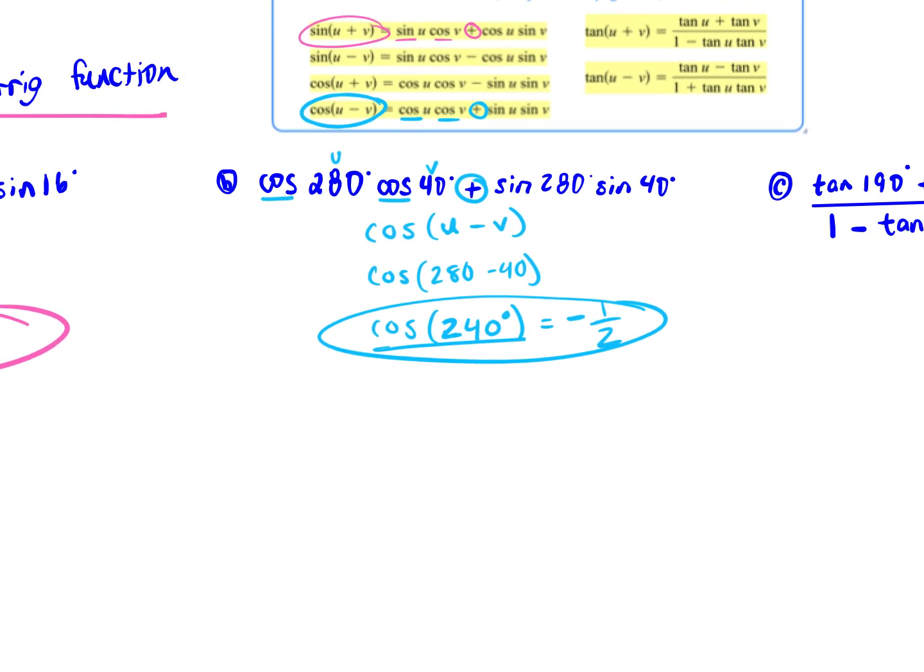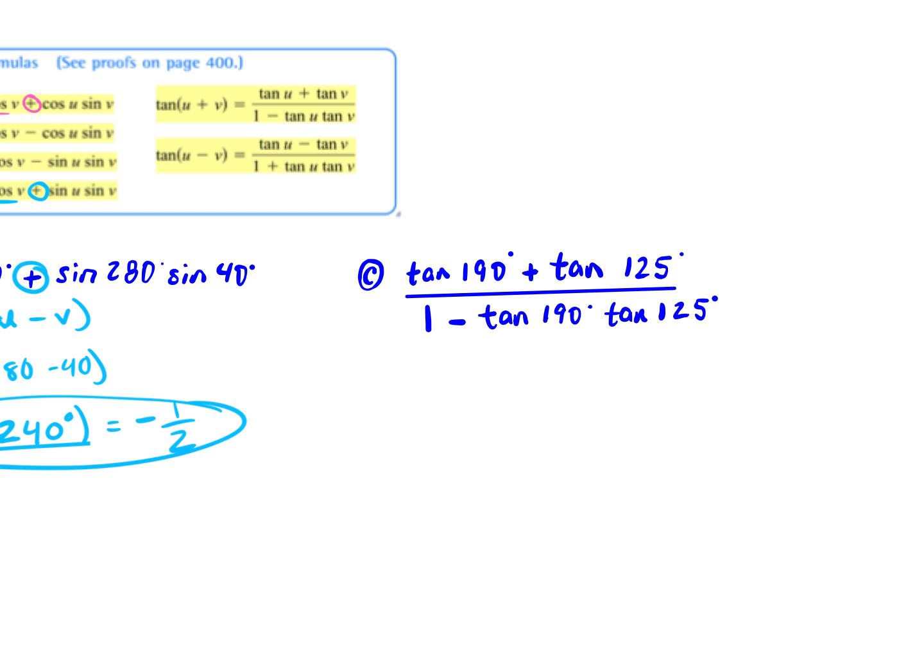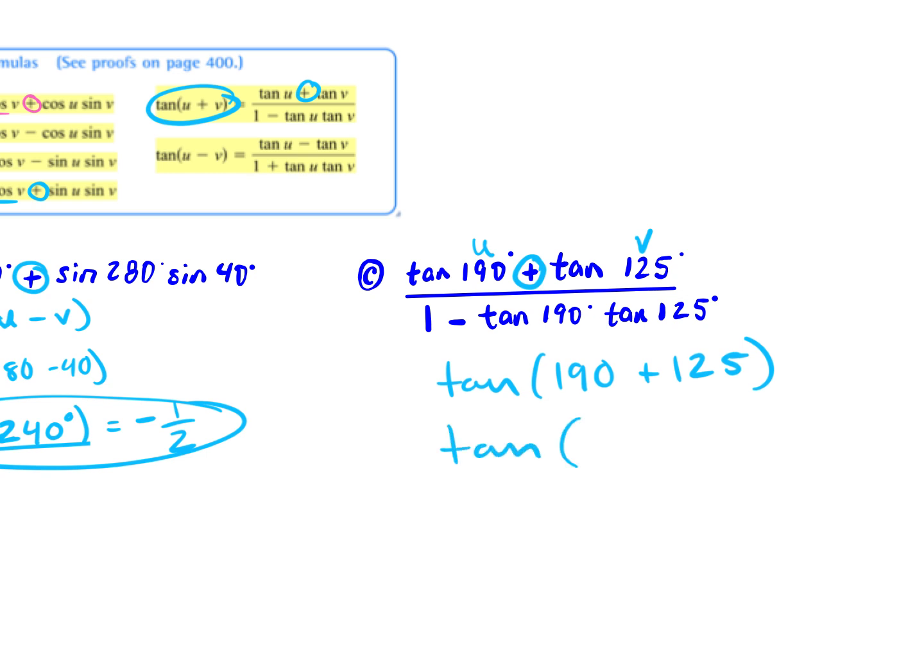All right, last one, let's do C. So here we have a tangent. Tangent, we only have two options to choose from. And it's tangent with a plus sign on top. Which one has tangent with the plus sign on top? The first one. So tangent of u plus v. First number is going to be our u. Second number is going to be the v. So this would be tangent of 190 plus 125. What's 190 plus 125? 315.